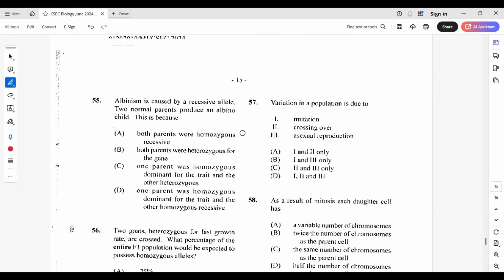55. Albinism is caused by a recessive allele. Two normal parents produce an albino child. This is because if they are both normal parents and they produce an albino child, it means the albino person will get one recessive gene from each parent. So for them to be normal, they must have both the dominant and the recessive gene. They are heterozygous. Both parents are heterozygous.